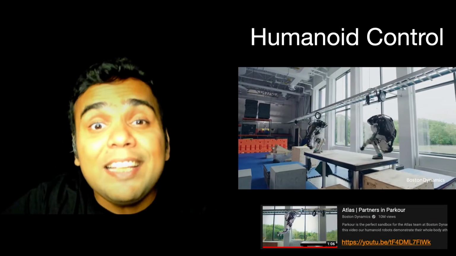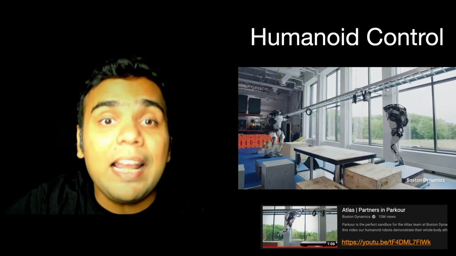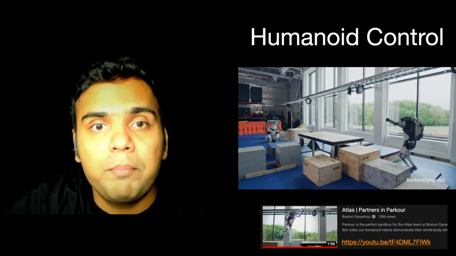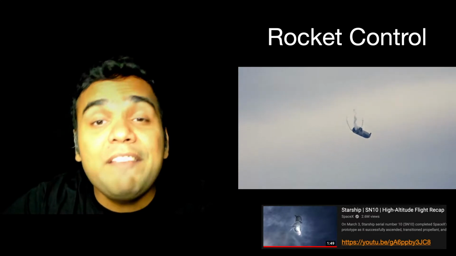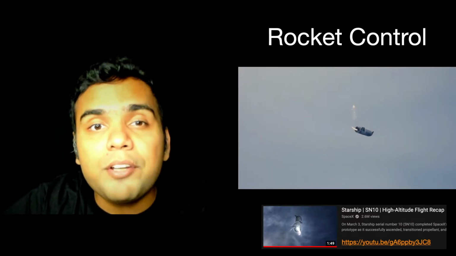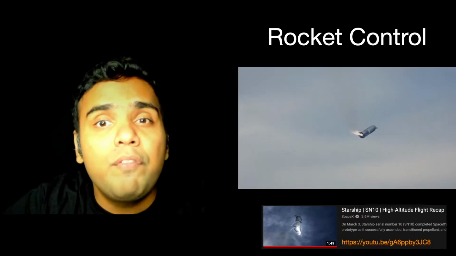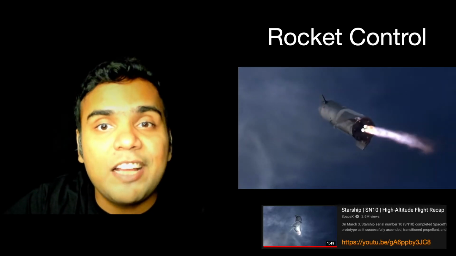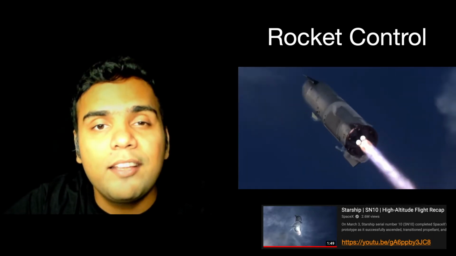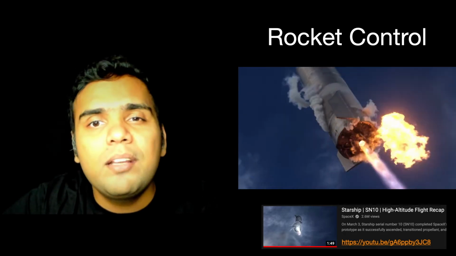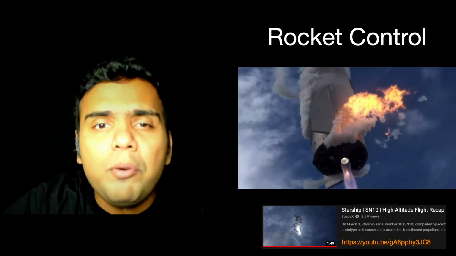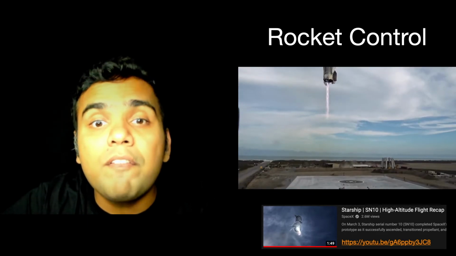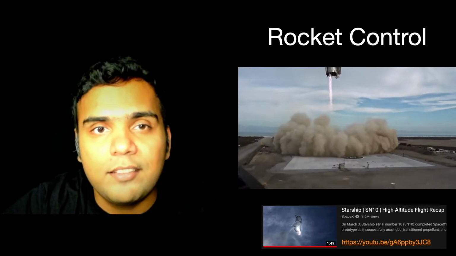Well, we're certainly getting close. Here are the Atlas robots from Boston Dynamics that are getting better and better at doing backflips. And even more impressive, here is the Starship rocket from SpaceX falling from all the way down from the sky, inverting itself and touching down without exploding. So how is it that we can control these systems to move so precisely where a single misstep could result in an irrecoverable spiral to disaster?